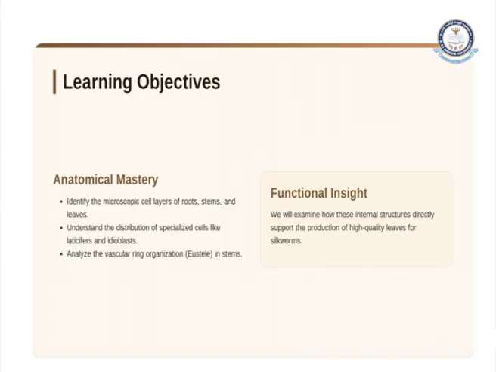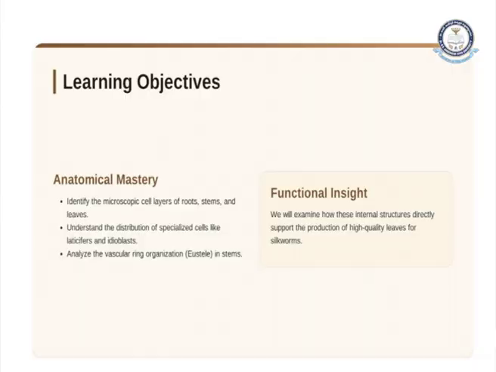All the tissues and microscopic structures present in the leaf, the stem, and the roots. As mentioned, the mulberry has a taproot system, the stem shows an alternate branching type, and the leaves have good venation. Through this internal anatomy, we will understand the distribution of specialized cells called laticifers and idioblast cells. Here we will also analyze the vascular ring organization in the stems.